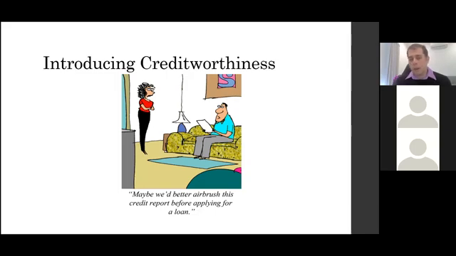So I like to throw in comics and cartoons every once in a while. And in this section, introducing creditworthiness, I start with this cartoon. Basically, the implication here is that we recognize that credit reports are potentially not going to be particularly favorable, and that we need to also acknowledge and own up to the fact that sometimes our credit scores are not where they want to be or where we would like them to be.